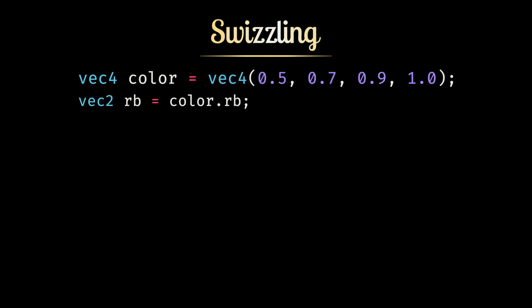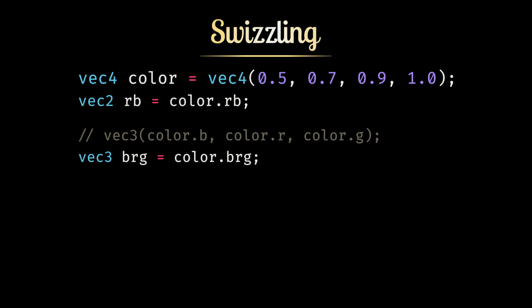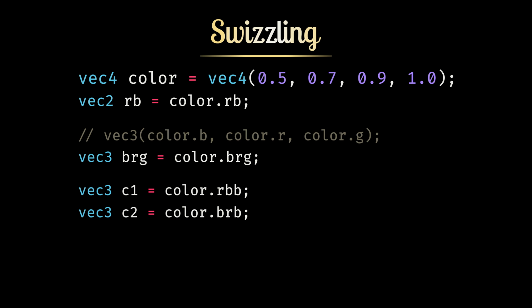Suppose now I need all the 3 colors, but in a different order: blue, red, and green. So I can define my variable brg like this. With this swizzling method, I can also access the same color multiple times in a single variable. In both of these cases, I'm accessing the blue color twice, but they are at different indices in both cases.